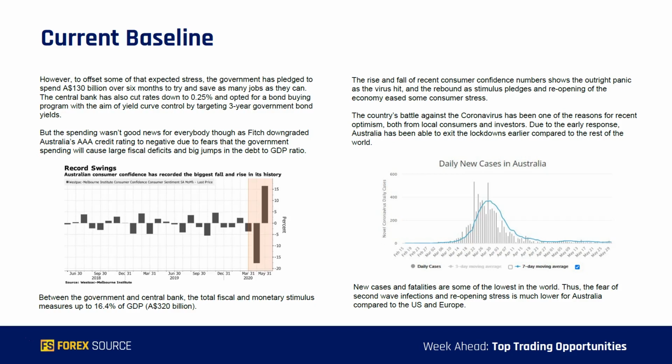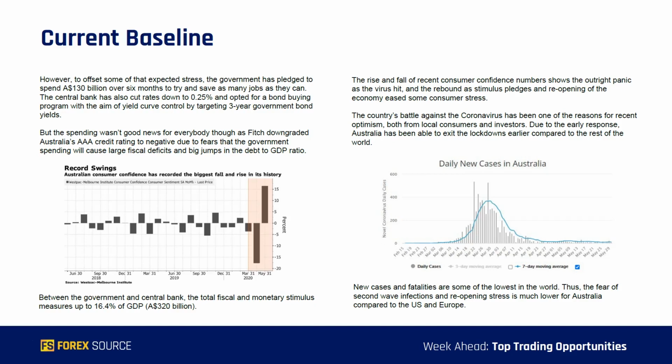Now, the spending wasn't only good for consumers, it was a little bit bad in terms of its rating, with Fitch downgrading Australia's AAA credit rating outlook to negative due to fears that the spending will basically cause large fiscal deficits and, of course, see a big jump in terms of debt to GDP. And between the government and central bank, the total fiscal and monetary stimulus measures add up to about 16.4% of GDP. So massive stimulus going on.